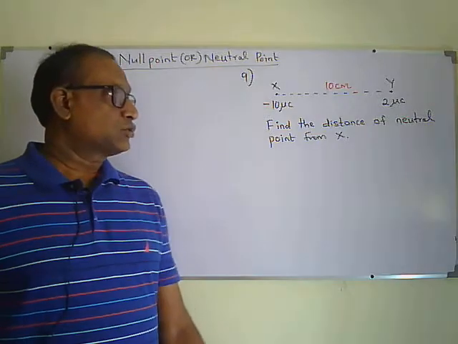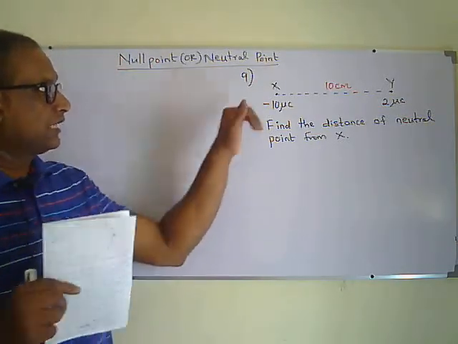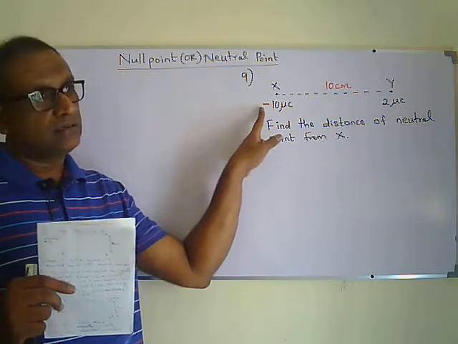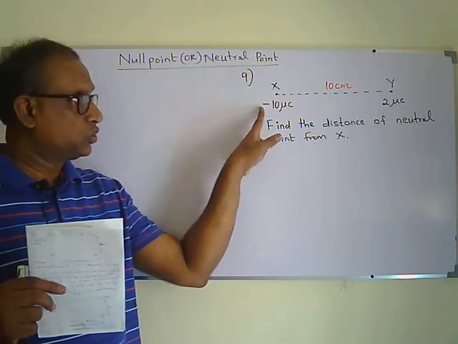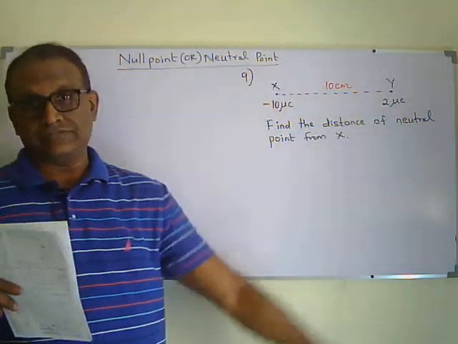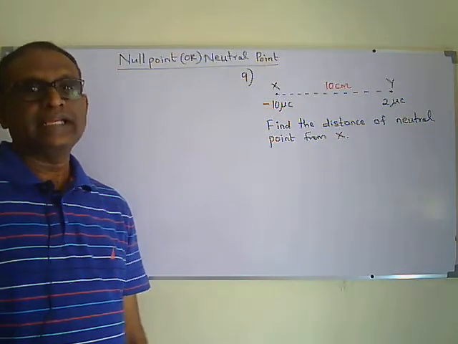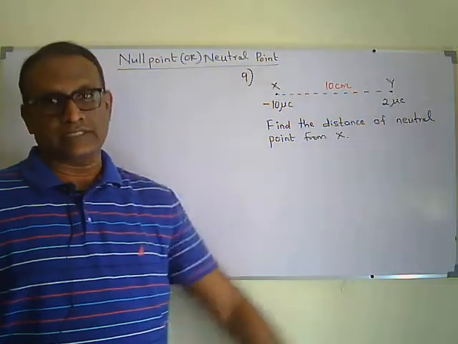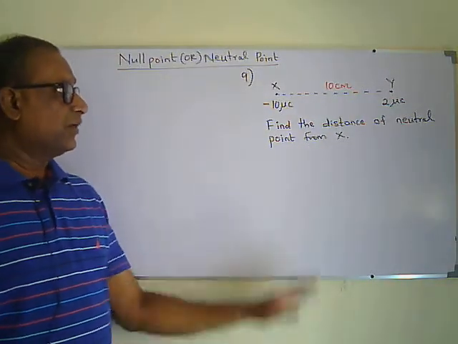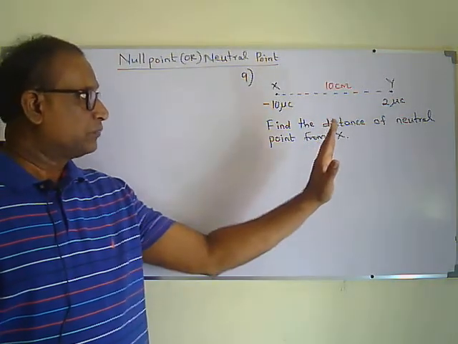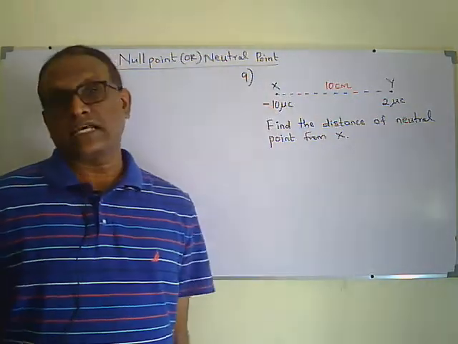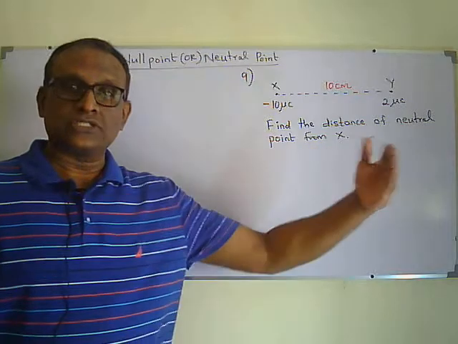Okay, so in this question, there are 2 point charges. One is a negative charge, negative 10 microcoulomb, and the other one is a positive charge. The idea is the same, the theory is the same, but one is negative, the other one is positive. The question is: find the distance of the neutral point from x. Again, from the point x, they ask me to find the distance of the neutral point.